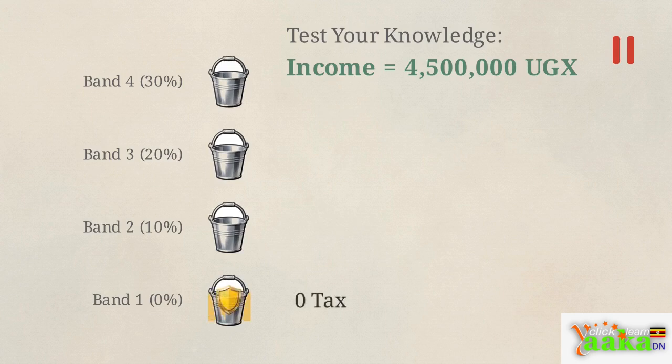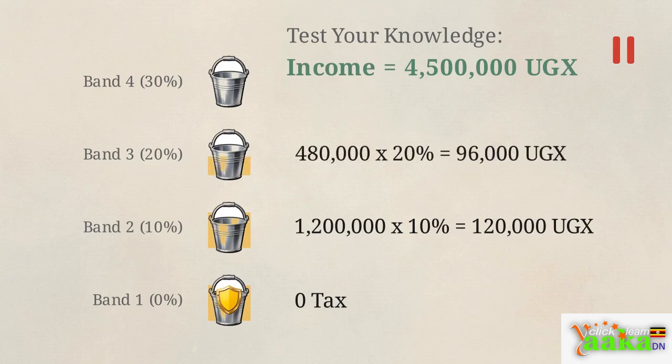Using the same bands, the first bracket is 0, the second is 120,000, and 20% of the remaining 480,000 gives us 96,000. The total is 216,000 shillings.